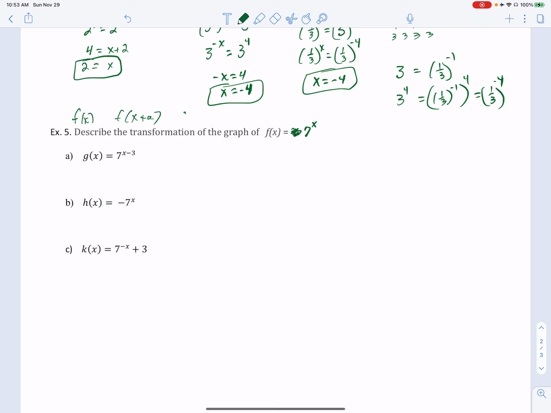And so if I have f of x is a to the x, and then I have f of x minus 3, that means I'm going to take a to the x minus 3. That's going to mean that I'm moving that function to the right 3 units. And so that's what we're having here. We have our original function f of x is 7 to the x, and you see 7 to the x minus 3. You have transformed the function f of x to the right 3 units.